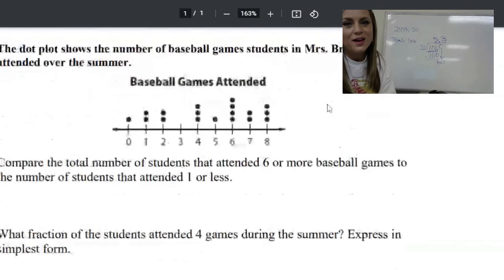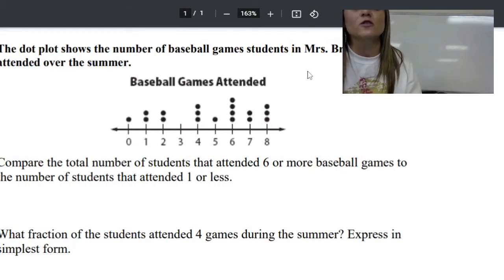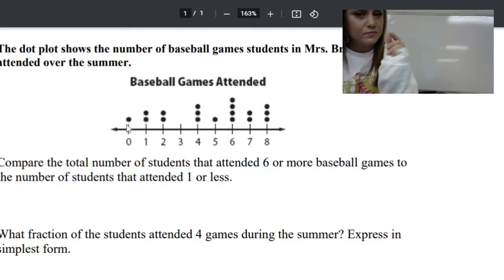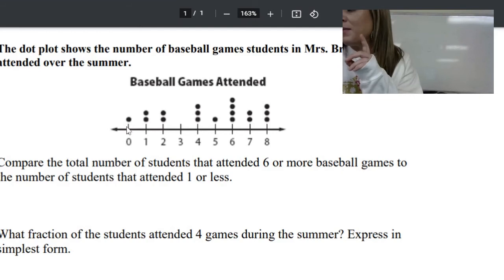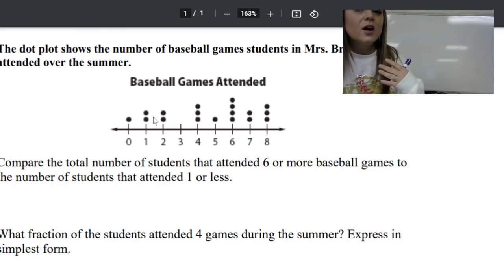Next up is dot plots. Super easy, guys, promise. So let's look at this. It says the dot plot shows the number of baseball games students in Mrs. Brown's class attended over the summer. Okay, so we have baseball games up here. That's the name. And then we have the number of games attended down here. Now look, each dot right here is going to represent 1. Because if there was a key that said each dot equals 5, then we would have to change it, and this would be like 5, and this would be like 10.